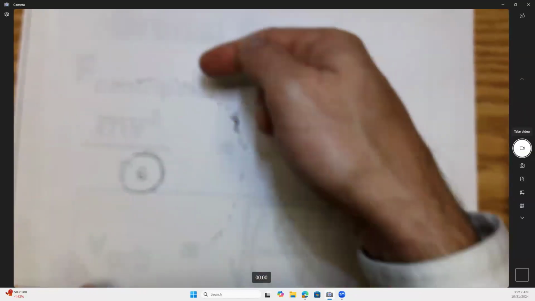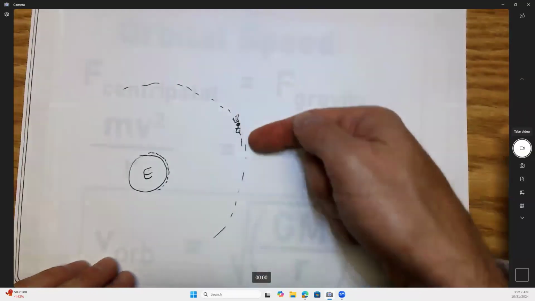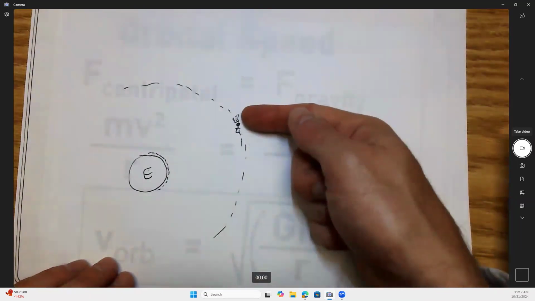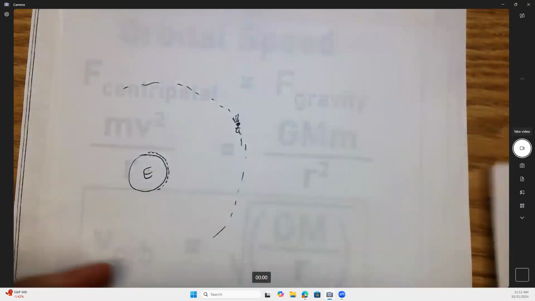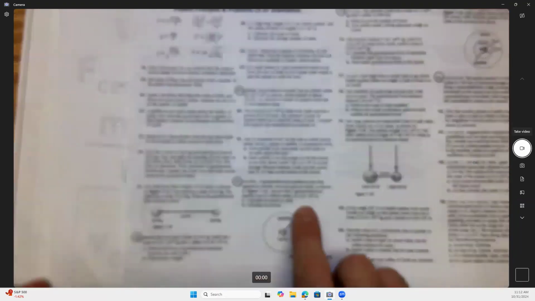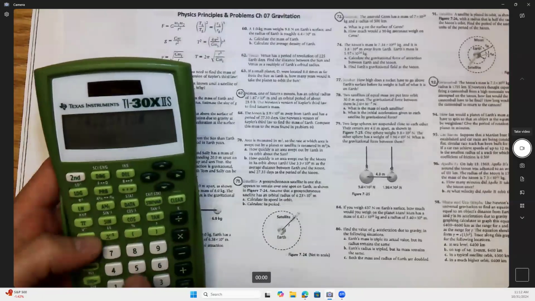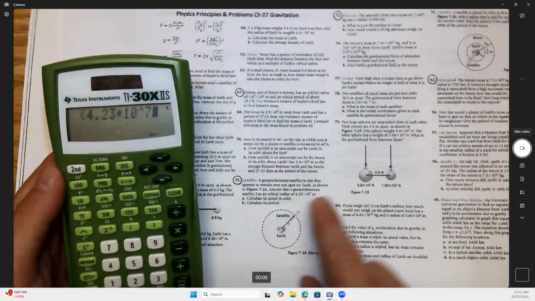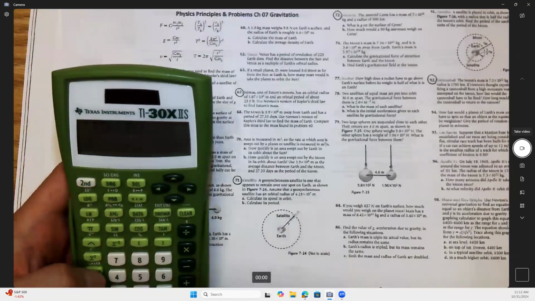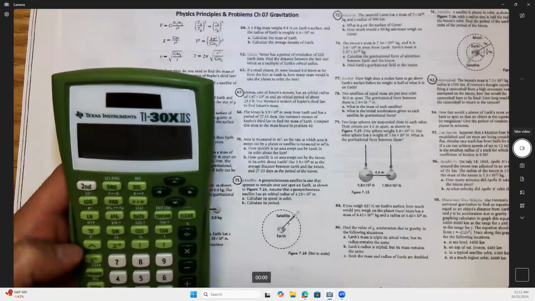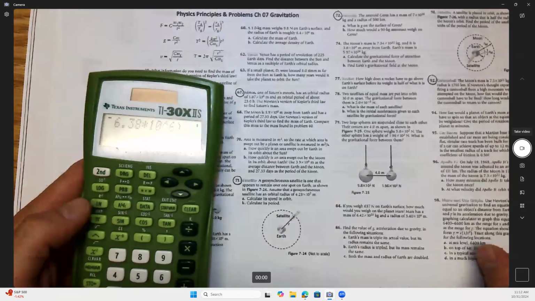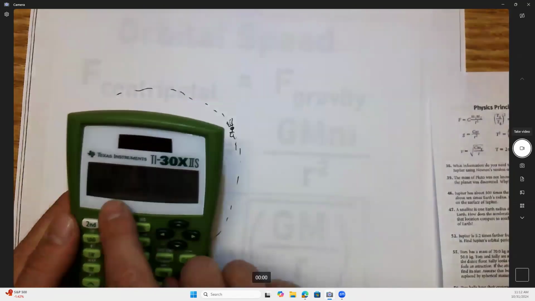But geosynchronous, and that's what we're talking about, right? Here could be the Early Bird communication satellite. It takes 24 hours to go around. And I know where to put it because your textbook told you yesterday. It says it's at 4.23 times 10 to the 7 meters orbital radius. Now, if I divide by the radius of the Earth, 6.38 times 10 to the 6 meters, I can get a ratio. That ratio is 6.63 to 1. So you would need 6.63 Earth radii out.